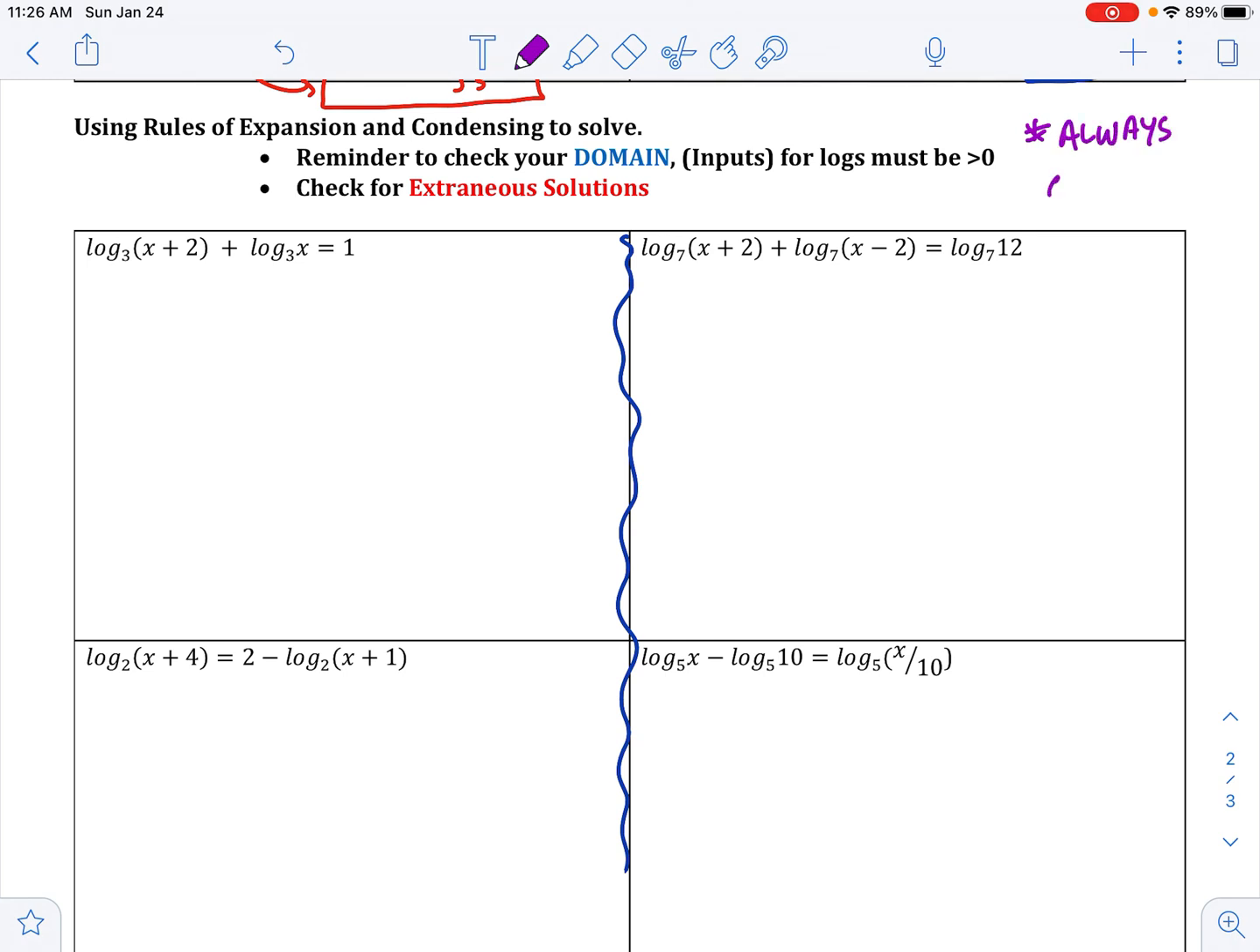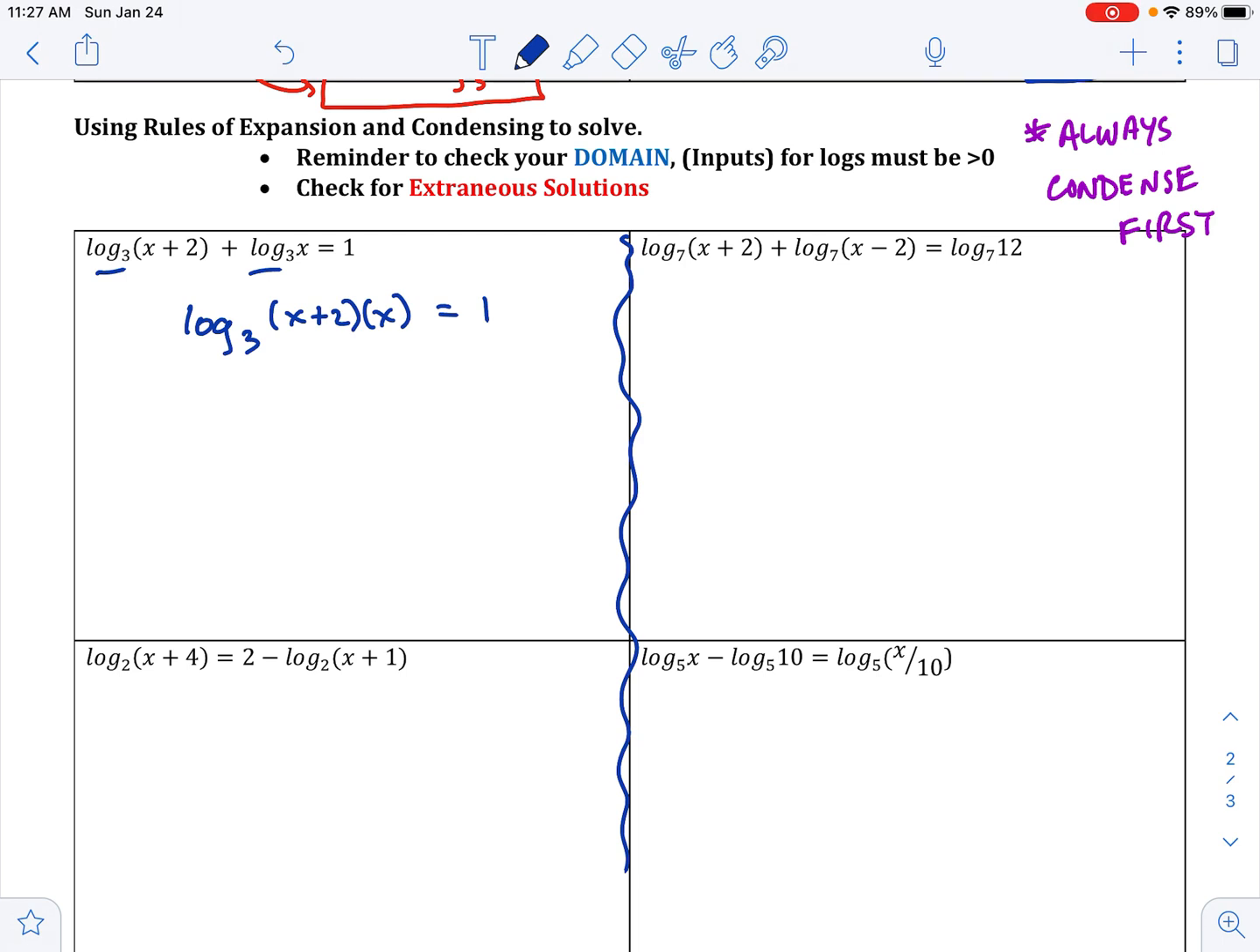Always condense first, whether it's a problem on the left or whether it is a problem on the right, okay? So earlier we were doing some pluses and minuses, but I said they didn't equal multiplying and dividing, and the reason is you didn't have log on both of them, okay? But now that I got a log on both of these, I can now condense it down to log base 3 of an x plus 2 times an x equal to a 1.